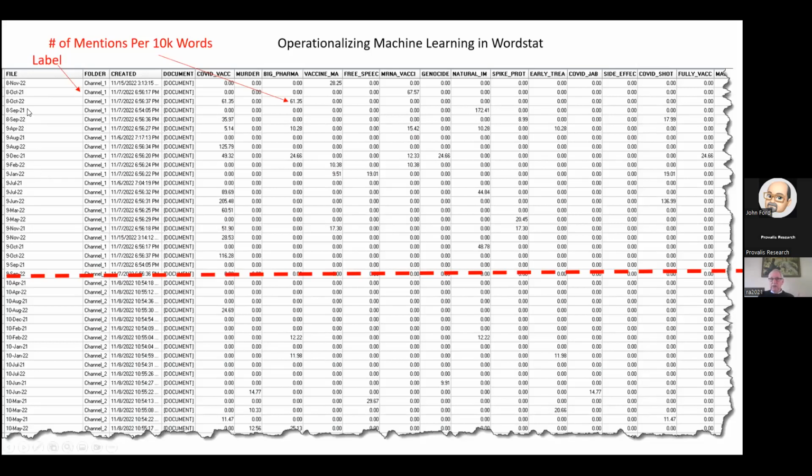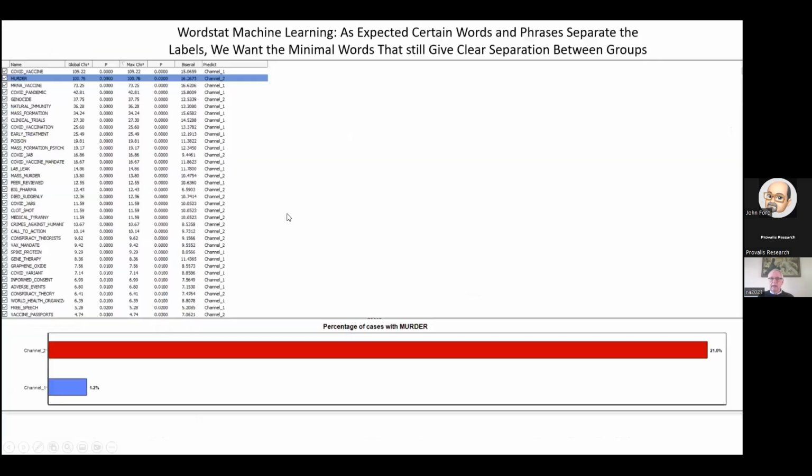But we can do the same thing with machine learning, which is a much more modern method, where we take the WordStat output. Basically, I've got all the files in here, daily files. I've got the number of mentions on a number of items here that are topics. And I have separated channel 1 from channel 2, and that becomes my delimiter. So I take from that. Now here's how it looks in WordStat itself using the WordStat machine learning naive Bayes.